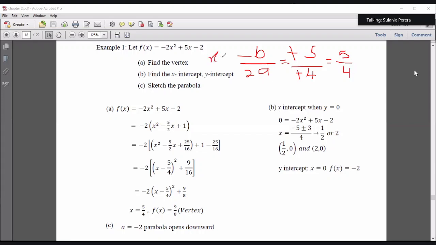What's your name? Ramudi. Okay, Ramudi. So this is the x coordinate. Now how do you find the y coordinate, Ramudi?